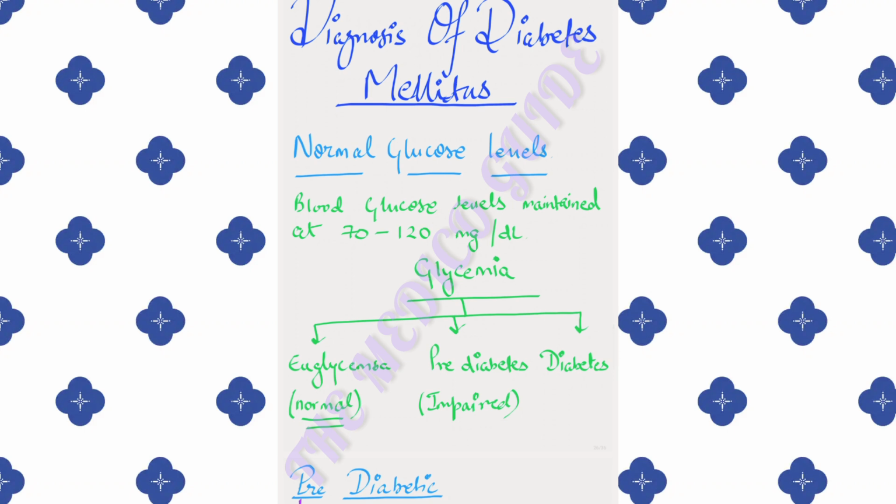Students, today we are going to talk about the diagnosis of diabetes mellitus. In this topic today, we'll discuss the normal glucose levels to the impaired glucose level and how diabetes is developed in a patient based on the clinical values.